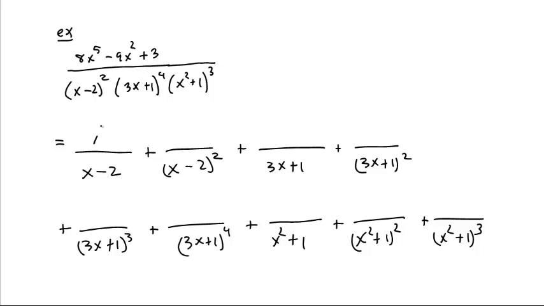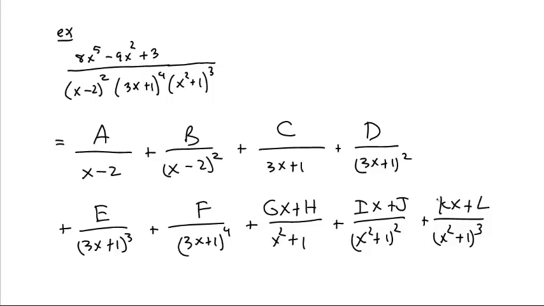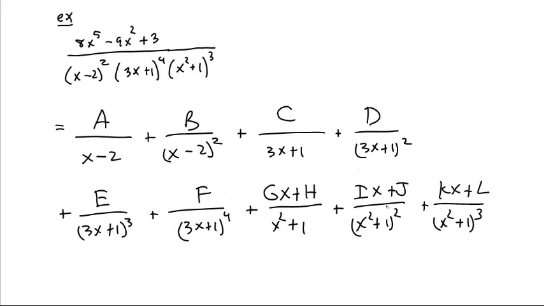The linear things get a single term, a, b, c, d, e, f. And the quadratic things get general linear expressions, gx plus h and ix plus j and kx plus l, unless the i looks too much like a 1 to you, in which case you could use a different letter of the alphabet, but you have that freedom. So hopefully this gives you an idea of how to split them up anyway.